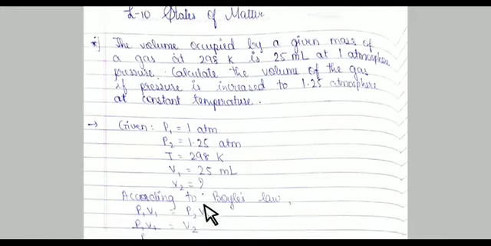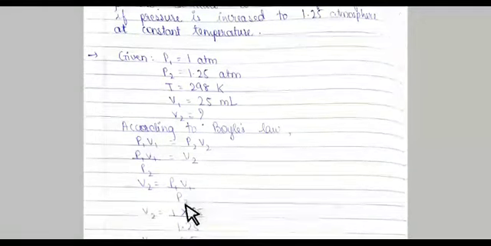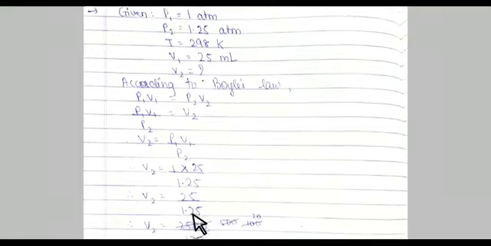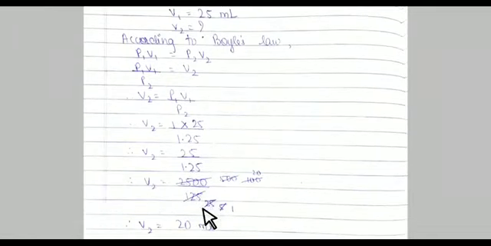So according to Boyle's law, the formula is P1 V1 is equal to P2 V2. We have to arrange the formula: V2 is equal to P1 V1 upon P2. P1 is given, V1 is given, and P2 is also given. Now multiply 25 by 1, it gives 25 upon 1.25. Just remove the point from 1.25, it will become 125, and 25 will become 2500.